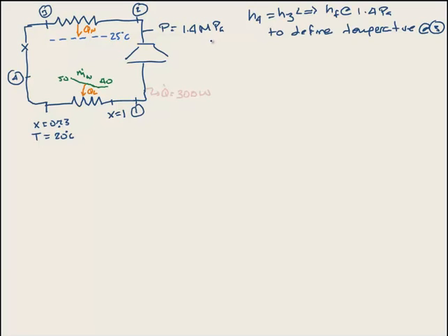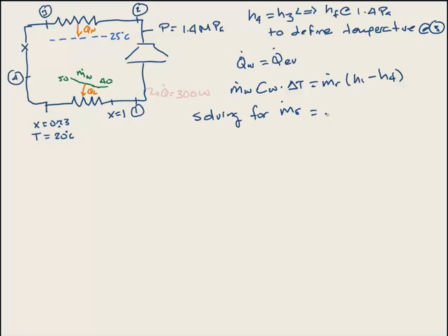As for the refrigerant flow rate, we know that the heat absorbed by the evaporator is the same heat that is released by the geothermal water. So the heat of the water should be the same as the heat that the evaporator absorbs. This is the mass flow rate of water times the specific heat of the water times the temperature decrease. And this should be the same as the mass flow rate of refrigerant times H1 minus H4. So solving for the mass flow rate of the refrigerant, it is the mass flow rate of water times the specific heat of water times the temperature difference, divided by H1 minus H4, and that will take care of the mass flow rate.